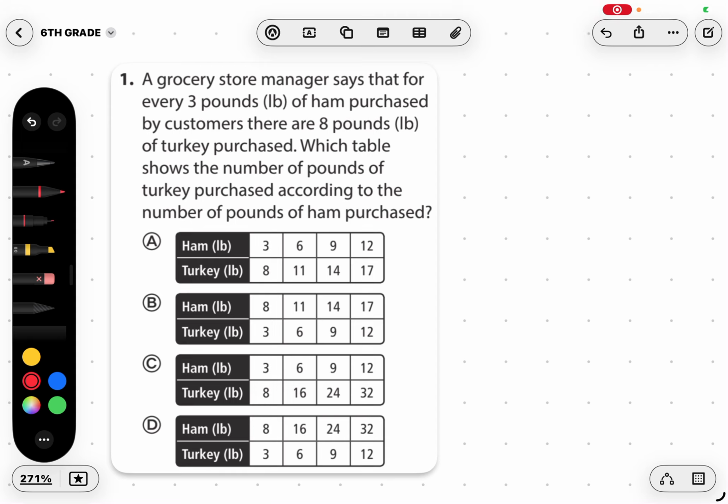Today we're going to be taking a look at a few questions that deal with a combination of unit rate and ratios, okay? So let's go ahead and dive on in.